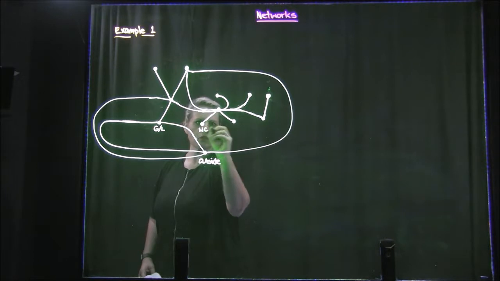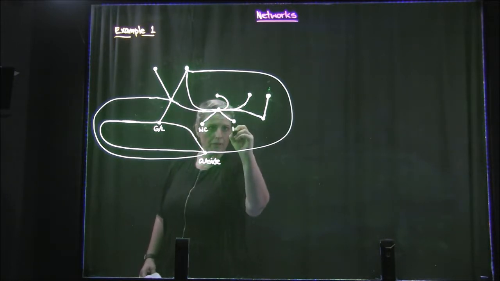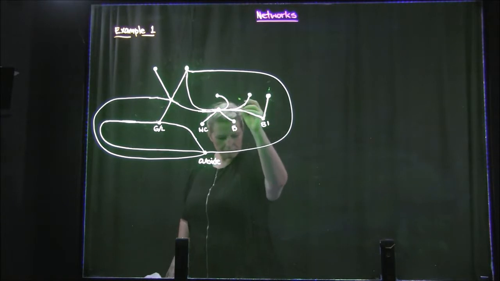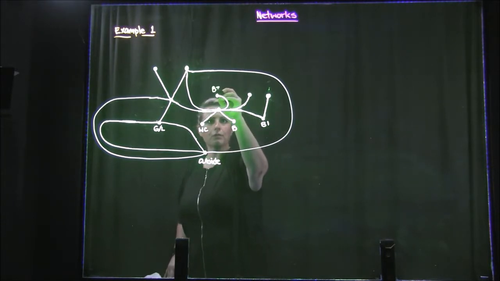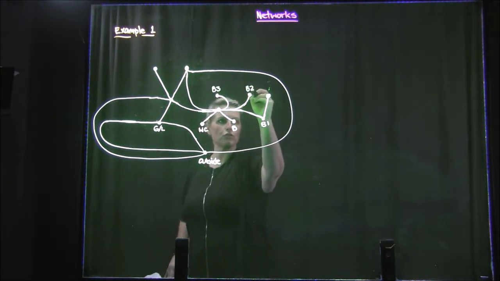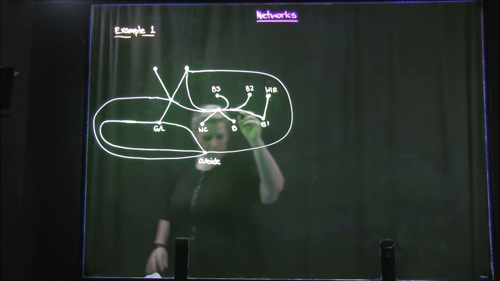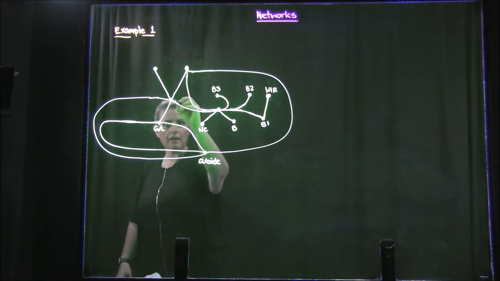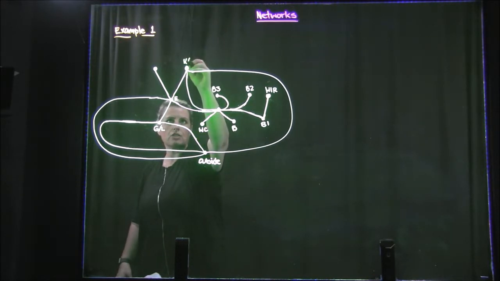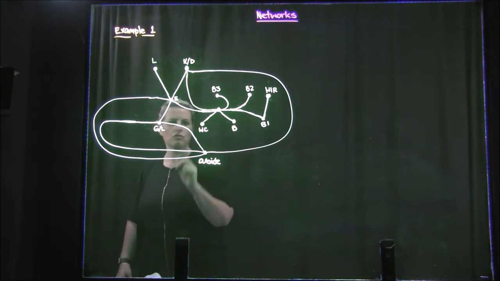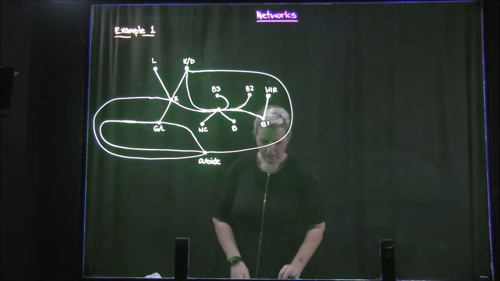This is the garage / laundry. This was the water closet. This was the bathroom, we'll use a B. This was bed 1, bed 3 and bed 2. And this was the walk-in wardrobe. Then over this way we had the entry. We had the kitchen dining, and the lounge. Yep, that's all of the nodes.